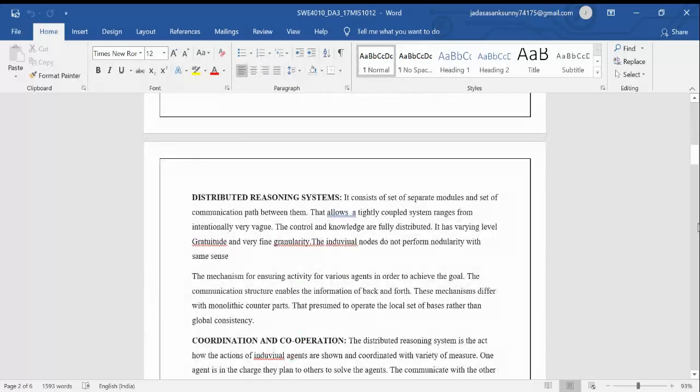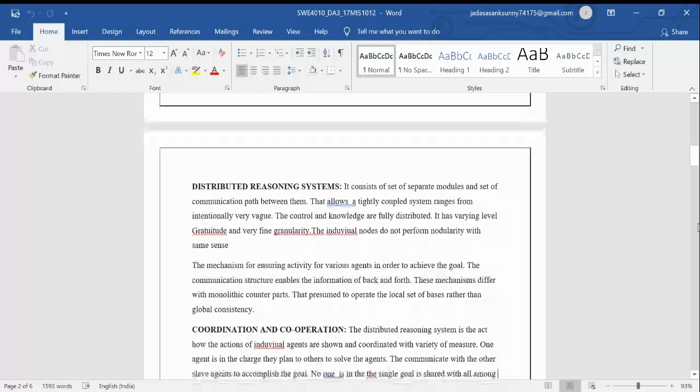The second step is distributed reasoning systems. The distributed reasoning systems consist of separate modules, and they set a communication path between them. The communication path between them is very strong, and the mechanism which they use is used to achieve the goal, and the structure enables the information flow of both the front and back side of the mechanisms.